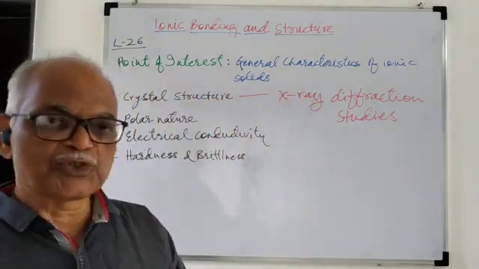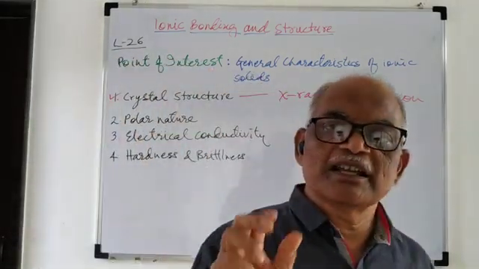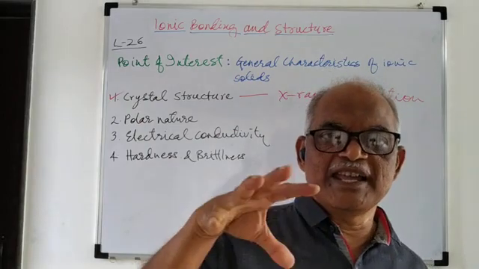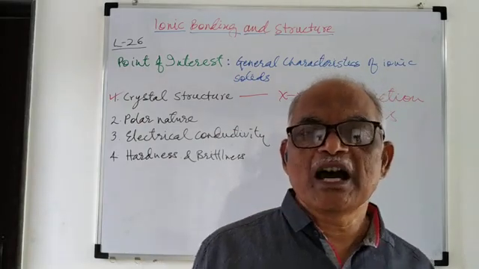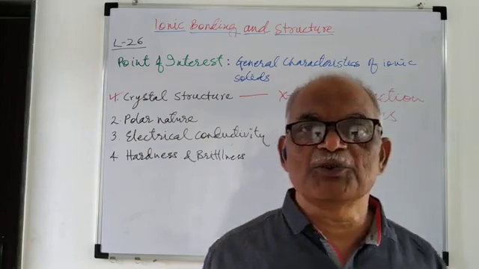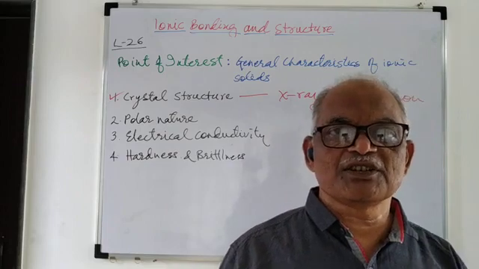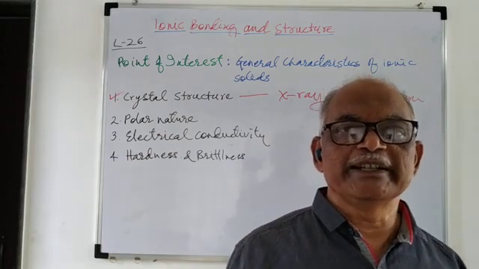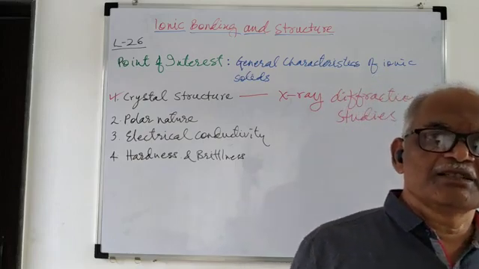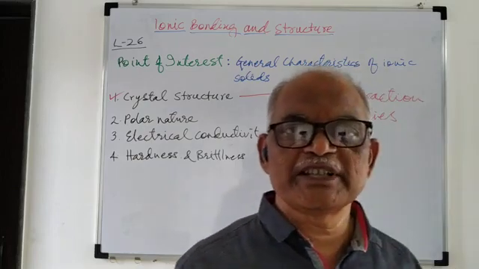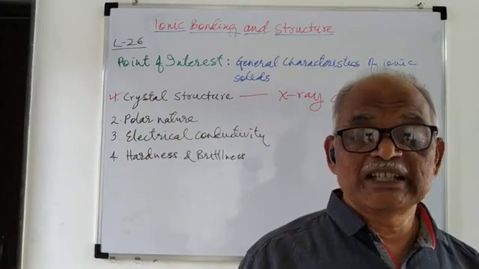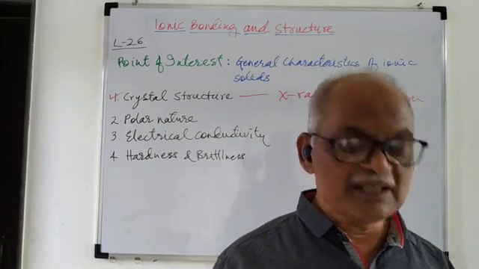These studies show that a given cation or anion is surrounded by a specific number of oppositely charged ions, and from this we can find out the crystal structure of the solid. In this way, the crystal structures are obtained using the coordination number of the ions present in the lattice.